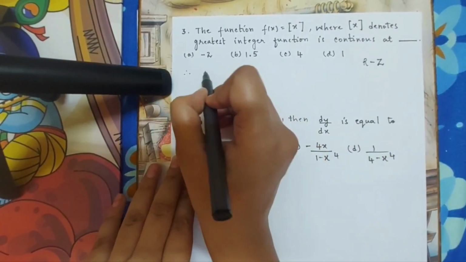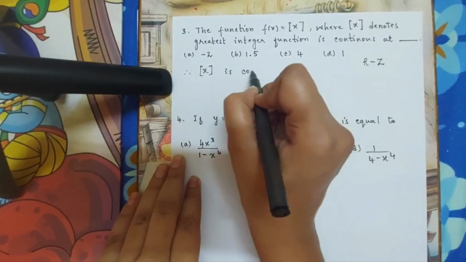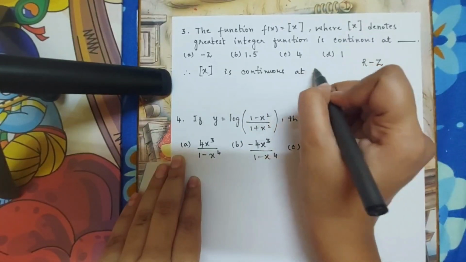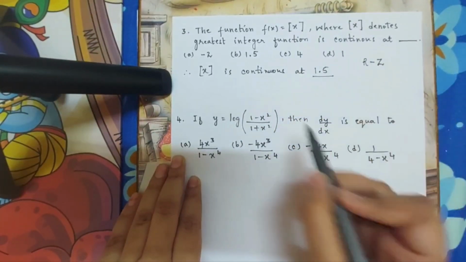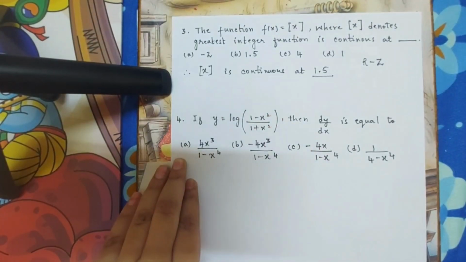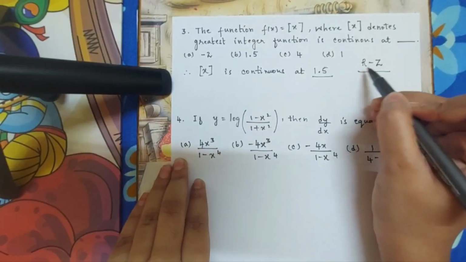Therefore, the greatest integer function is continuous at 1.5. So here the option will be B, 1.5. Why? Because the greatest integer function is always continuous at R minus Z.